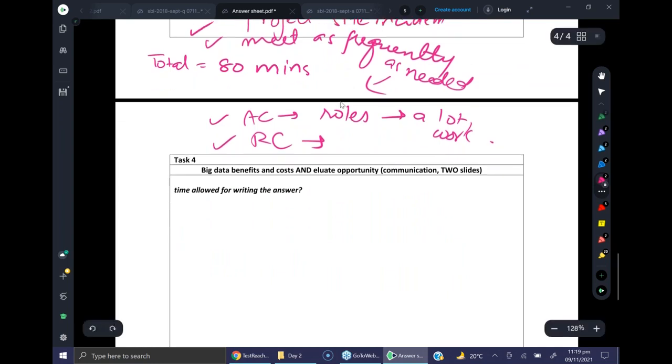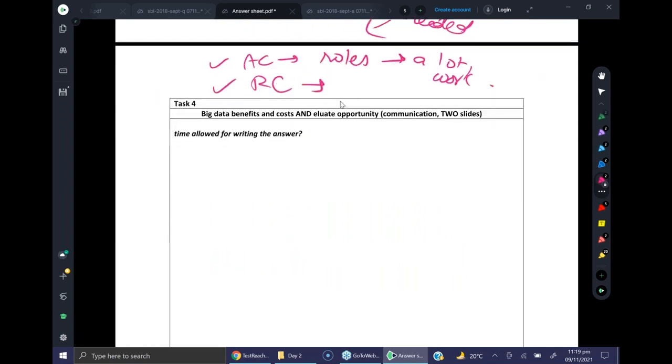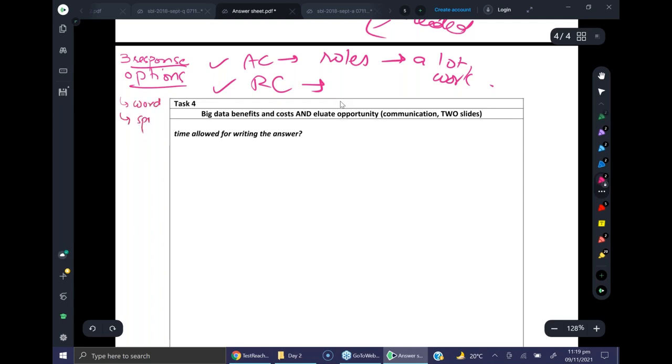Let's talk about task 4. Because some of you are not directly familiar with the CBE format, whenever you have to prepare slides, there are 3 response options given in your CBE exam. Response option means where you have to write your answer. So you are normally given a Word format, a spreadsheet format, and a slides format. You use this third response option only when the examiner tells you to make the slides.